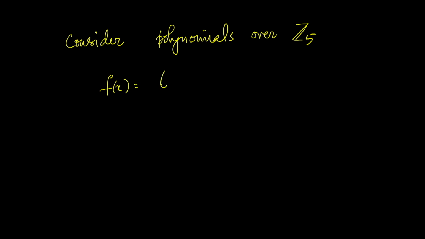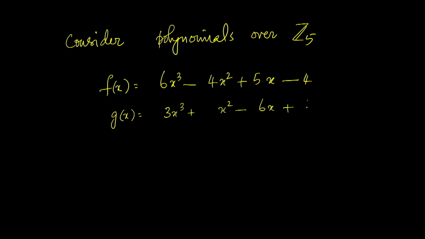Regarding polynomial addition and multiplication, consider these two polynomials over Z5. Let us say f of x is 6x cubed minus 4x squared plus 5x minus 4. G of x is 3x cubed plus x squared minus 6x plus 1.